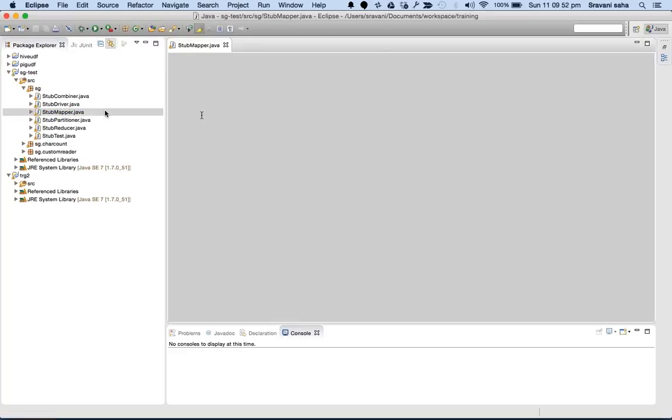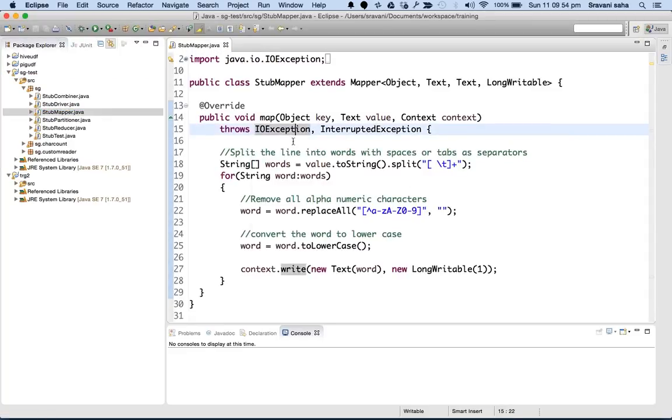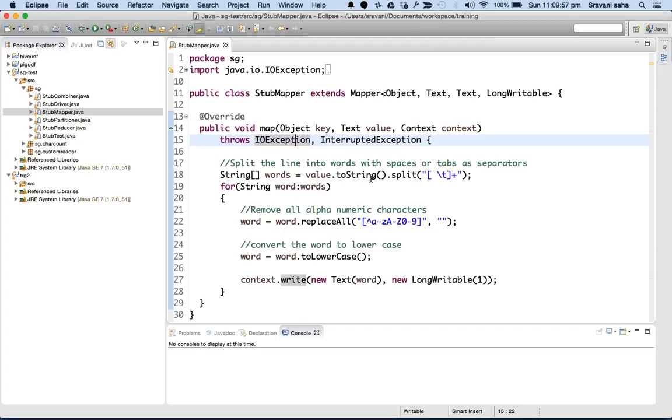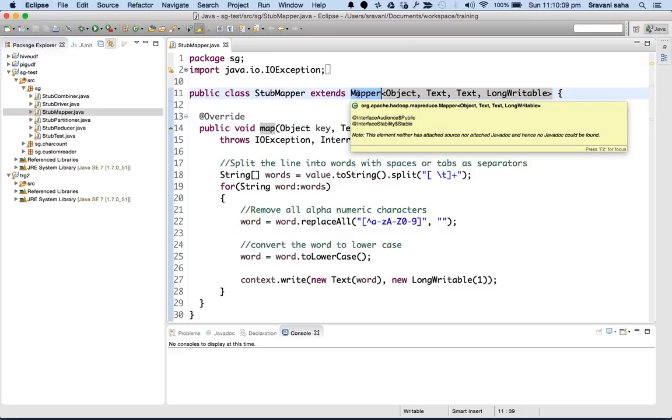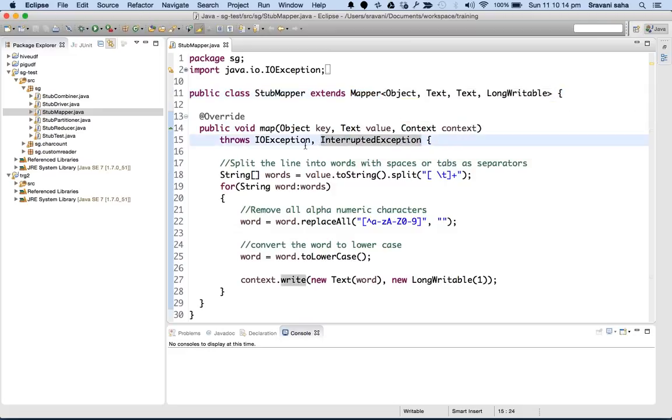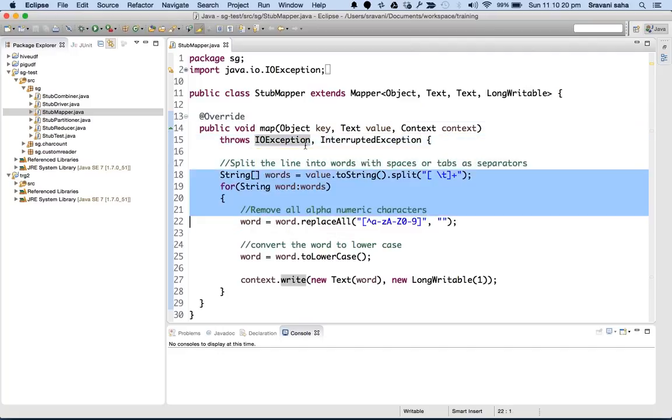So I'll show you how it actually looks. This is how it looks actually. It does a little bit more things. So we are creating a stub mapper, extends Mapper. It has to be a public class. It cannot be a private class. And then you have this. And then we have the map function here. Like this. So is it clear to you? How would you write your mapper?